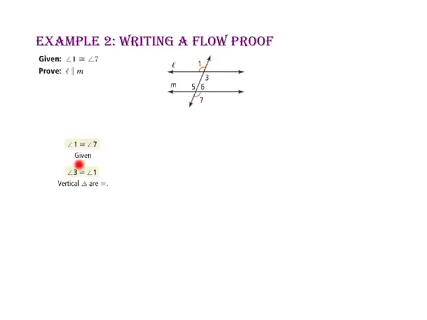Since angle 3 and angle 7 are both congruent to angle 1, they are congruent to each other by the transitive property of congruence. Since angle 3 and angle 7 are congruent corresponding angles, line L will be parallel to line M by the converse of the corresponding angles postulate.